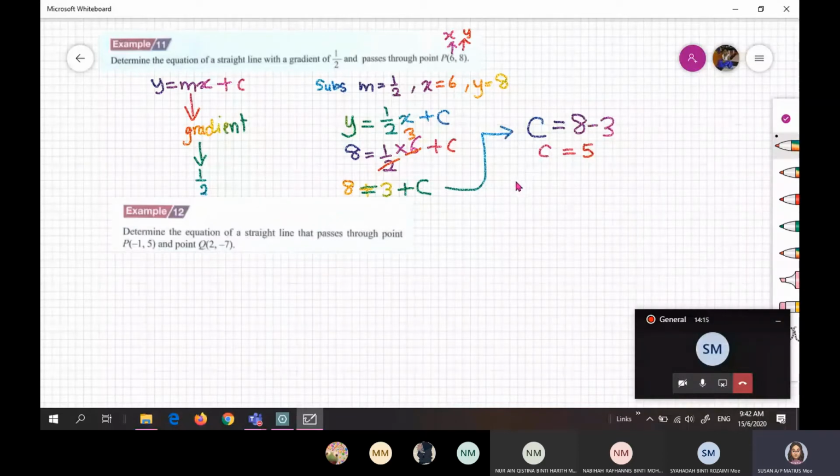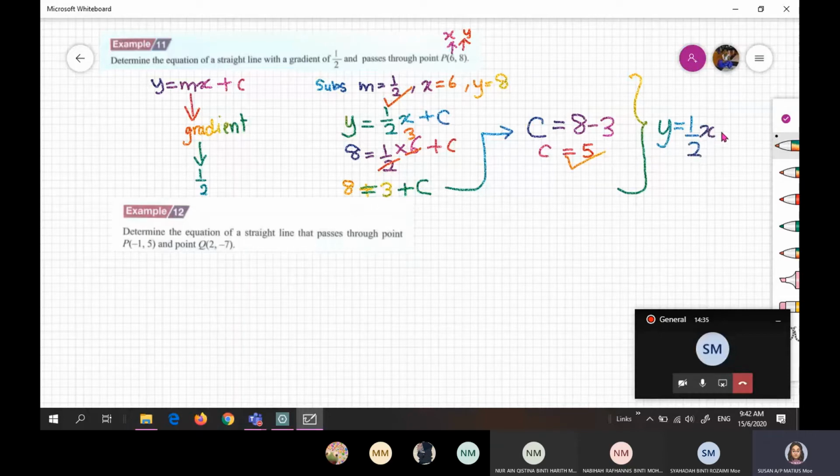Let's check. We already know the value of m and the value of c. So you can conclude that the equation of the straight line is y = 1/2 x + 5. This is the answer. I hope you understand. Let's try another example.